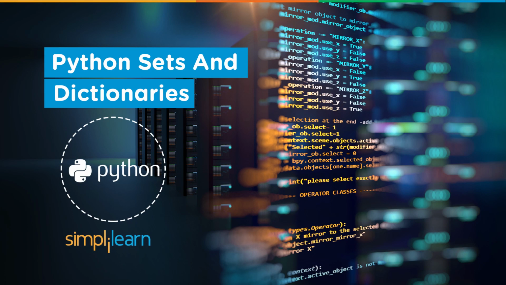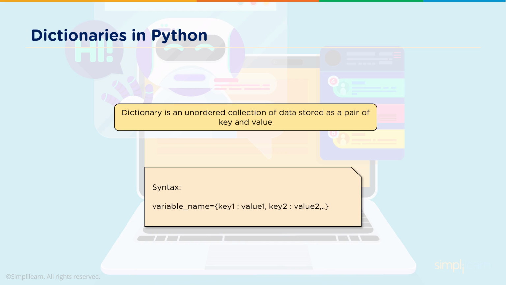I'm Anjali and today we'll look into dictionaries and sets in Python. So first let's have a look at what a dictionary is. By definition, a dictionary is an unordered collection of data stored as a pair of key and value.